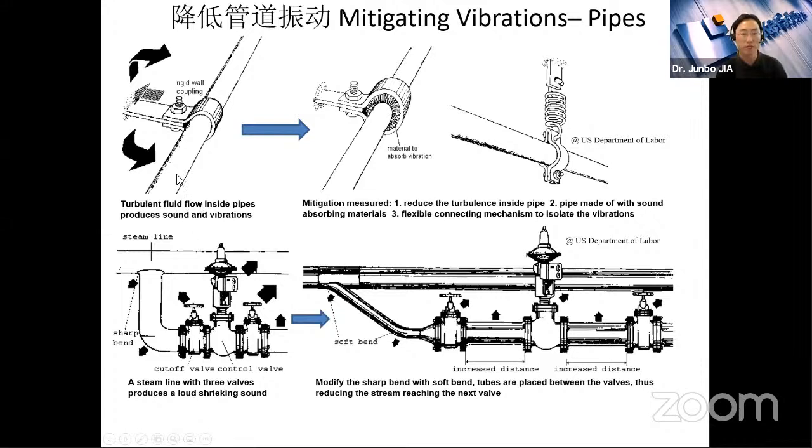And then you will see that there are different mitigation measures, like using some material to absorb or isolate the vibration, or you can even redesign the streamline. For example, for this sharp bend, we can use a softer bend to avoid excessive vibrations. Actually, piping vibration is significant, especially with regard to industrial infrastructure. We have many problems due to piping vibration that we are treating every day.